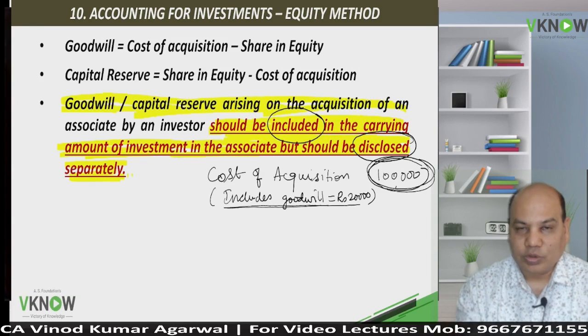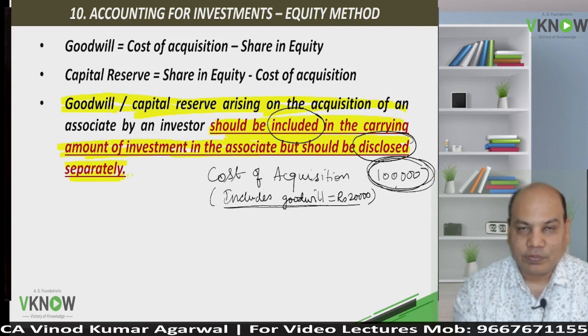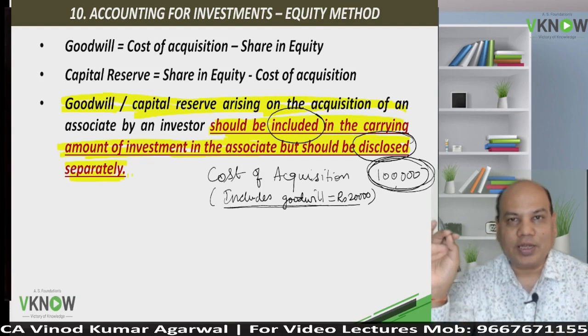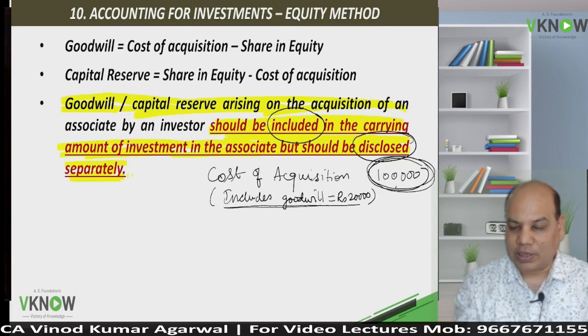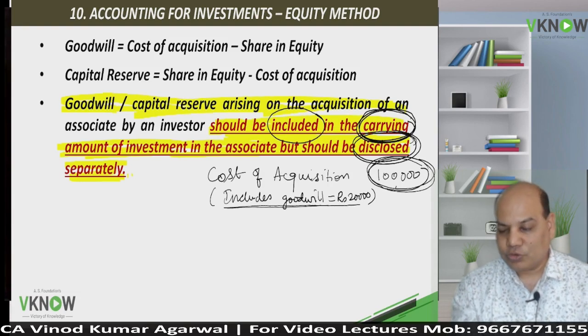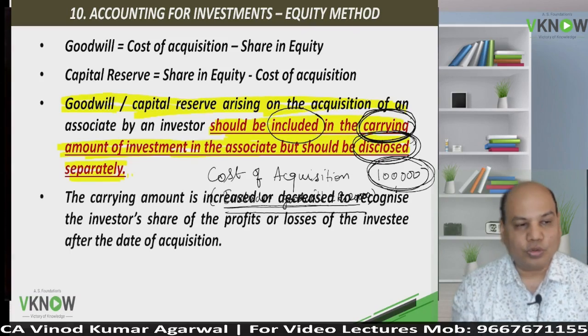In accounting standard 21, goodwill was presented as a separate line item in the balance sheet. If you have done AS 21, you will recollect goodwill was appearing as a separate asset on the asset side of the balance sheet. Here goodwill will not appear as a separate asset in the balance sheet. It will be included in the carrying amount, but it will be disclosed separately. So it's only a disclosure requirement here. We are not going to show goodwill separately.